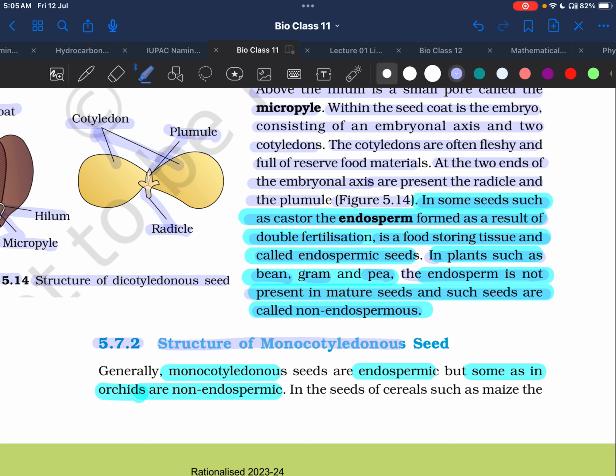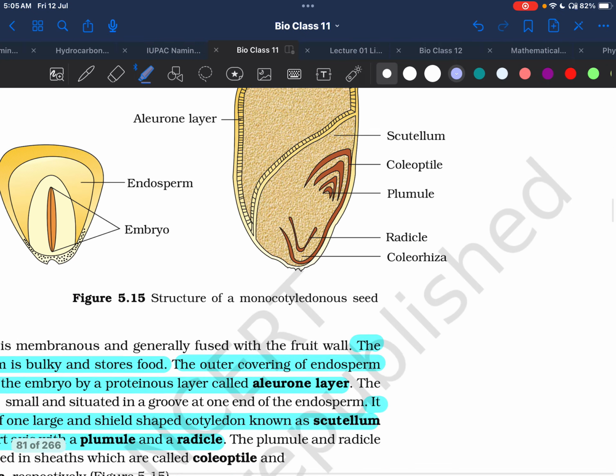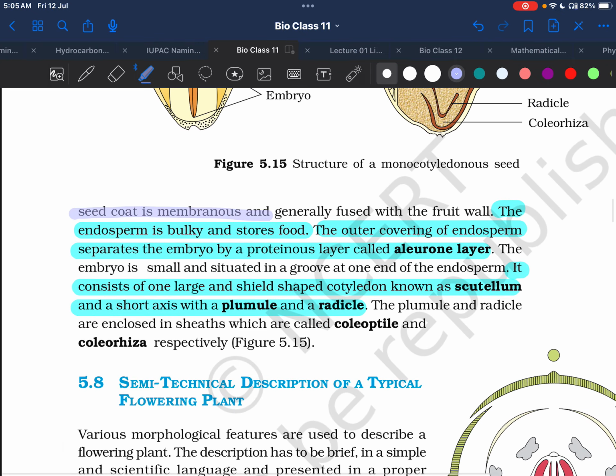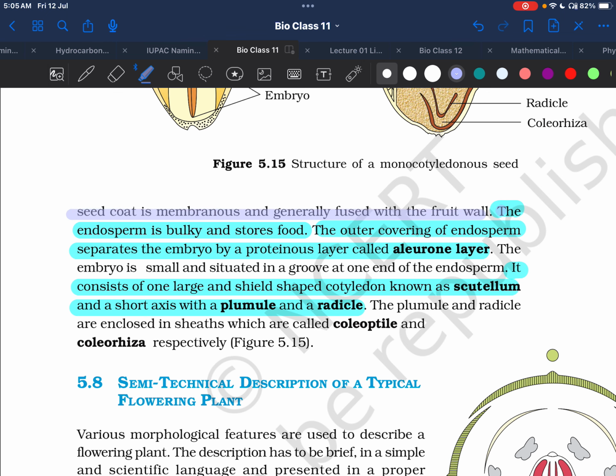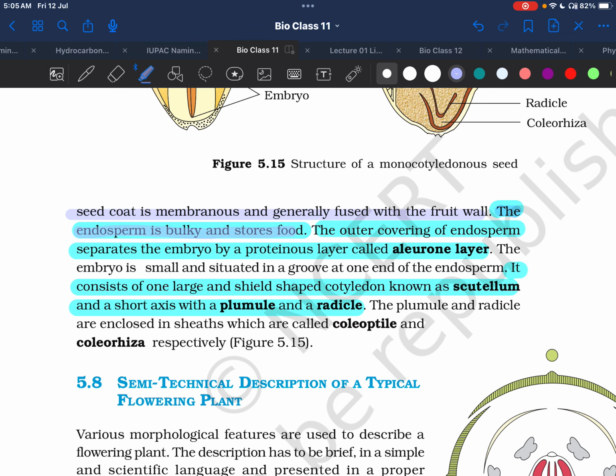5.7.2 Structure of monocotyledonous seed. Generally, monocotyledonous seeds are endospermic, but some, as in orchids, are non-endospermic. In the seeds of cereals such as maize, the seed coat is membranous and generally fused with the fruit wall. The endosperm is bulky and stores food. The outer covering of endosperm separates the embryo by a proteinaceous layer called aleurone layer.